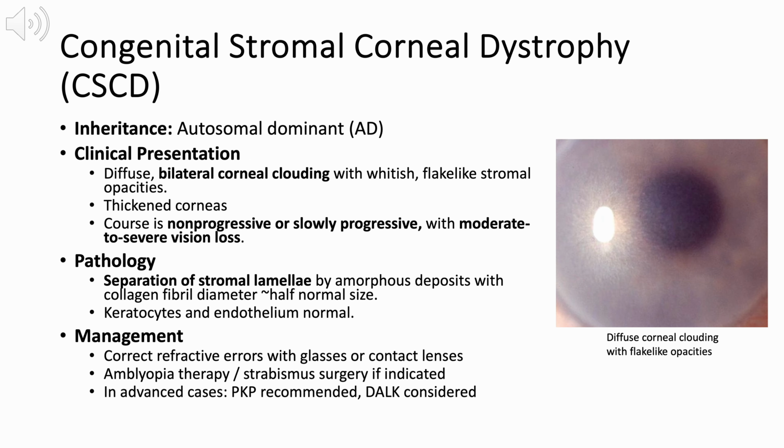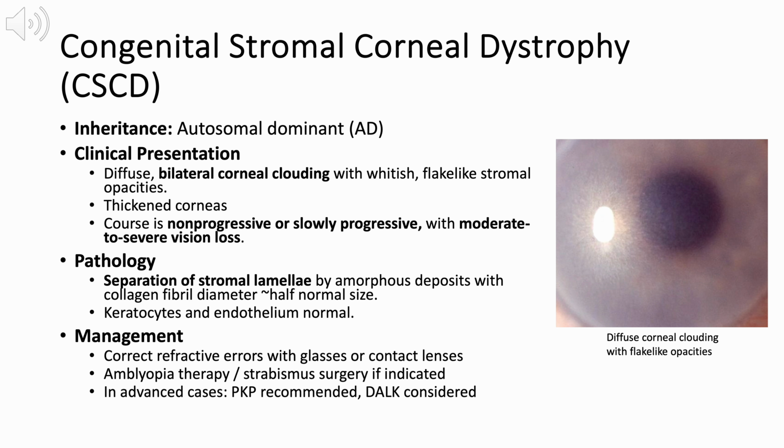Now let's review congenital stromal corneal dystrophy, or CSCD. This rare condition follows an autosomal dominant inheritance pattern. Clinically, patients present with diffuse bilateral corneal clouding, often described as whitish, flake-like stromal opacities. The corneas may be thickened, and vision loss can range from moderate to severe. The disease course is usually non-progressive or only very slowly progressive.